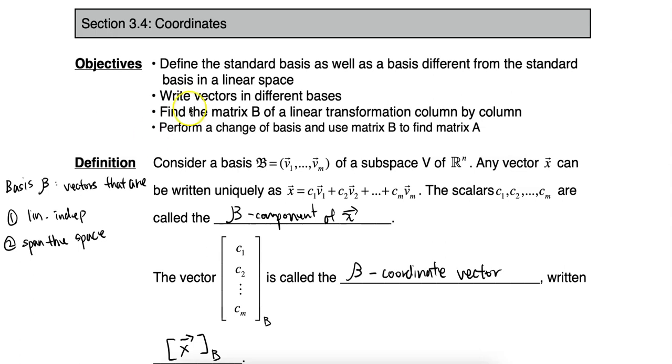So we're going to study how to define the standard basis as well as different bases in a linear space. We're going to learn how to write vectors in different bases. We're going to find the matrix B of a linear transformation after having switched bases. And we're going to perform a change of basis to go from the matrix B we would have found to matrix A in the original basis.